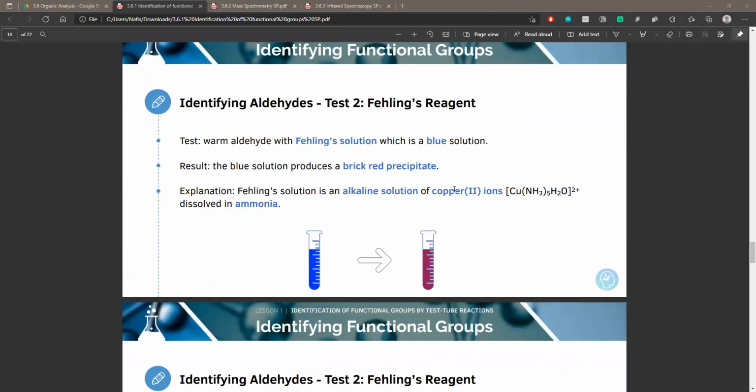The other reaction is Fehling's reagent, where you basically warm the aldehyde with Fehling's solution, which is a blue solution, and we would expect it to form a brick red precipitate. Fehling's solution is an alkaline solution of copper-2 ions dissolved in ammonia. For all the biologists in the room, is Fehling's similar to another reagent that you might have used before?